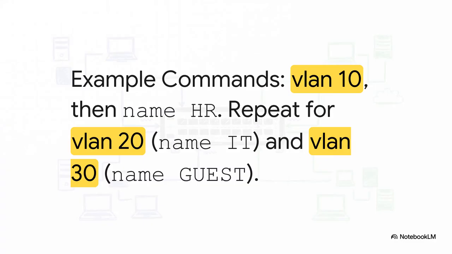Okay, so step 1, creating the VLANs themselves. Honestly, on most switches, this is super easy. You just go in and type VLAN 10. Boom, it's created. Then you can give it a friendly name, like name HR, and then you just rinse and repeat. VLAN 20, name IT, and so on for our guest network.